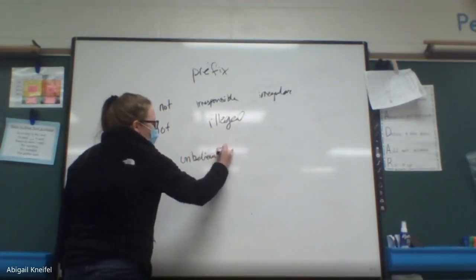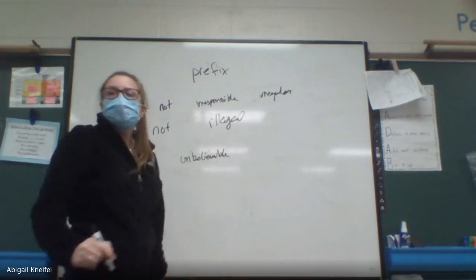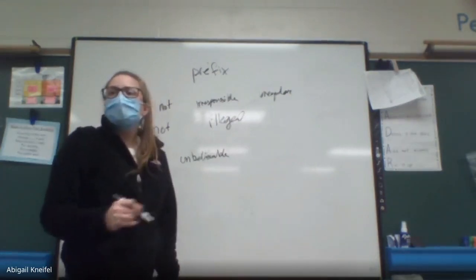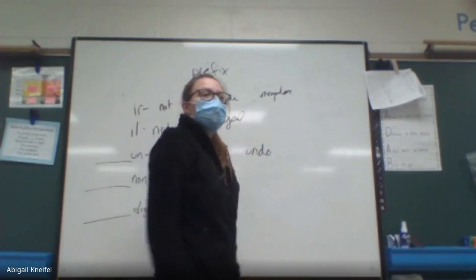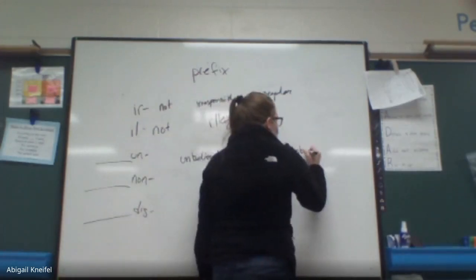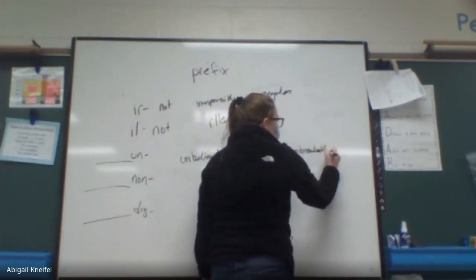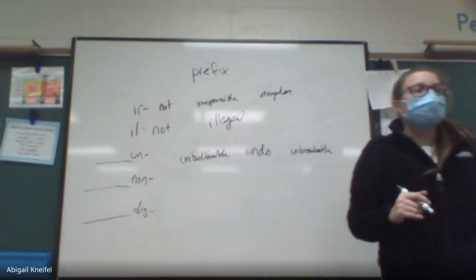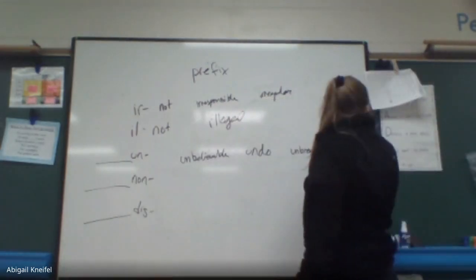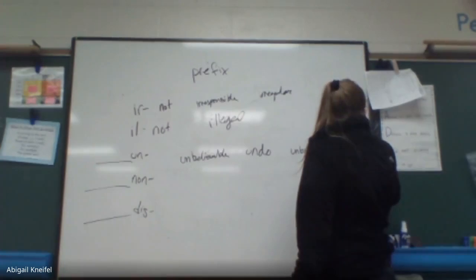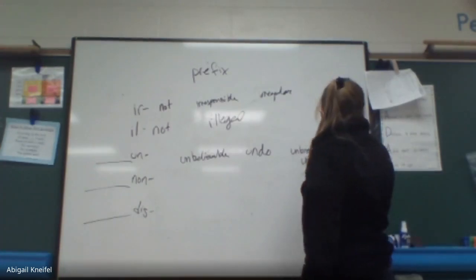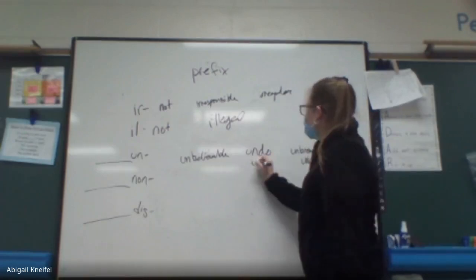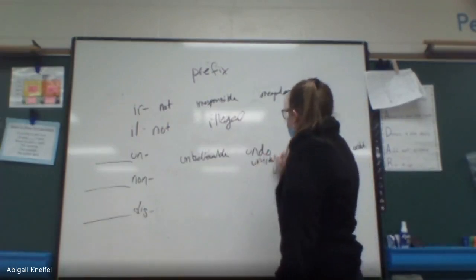Ava. Unbelievable. Good one. Nolan. Undo. Undo, yep. Olive. Unbreakable. Evan. Unable. Oops, spelled it wrong. Unable. Unhappy. We could say untie. Untidy. All of those have UN in the beginning.